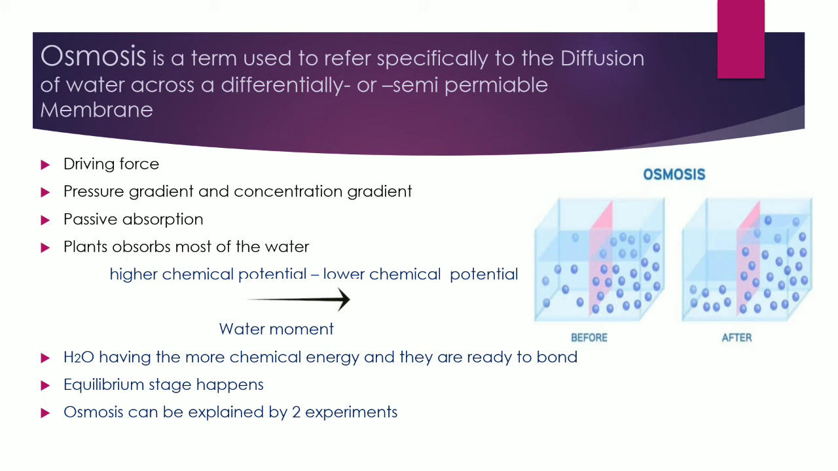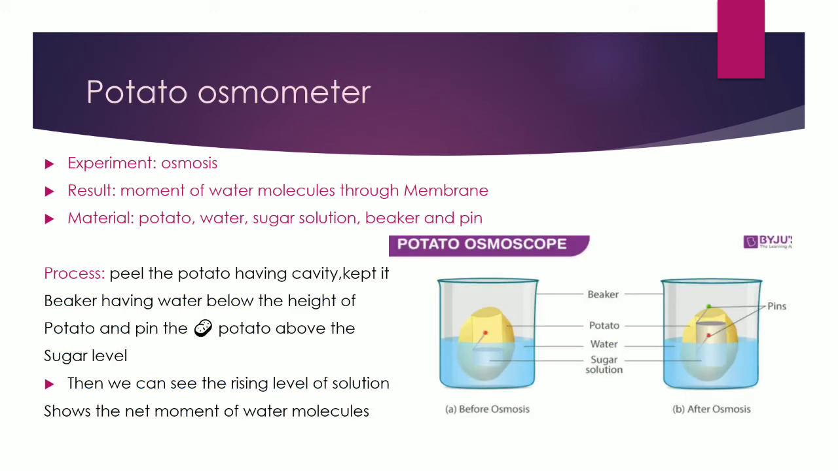Here maybe the equilibrium stage happens because it depends on water molecules, but in facilitated diffusion the equilibrium doesn't matter, because the diffusion is maintained by the need of molecules. Here equilibrium may happen. Osmosis can be explained by two experiments. Now we have to come to the first experiment, that is the potato osmometer.